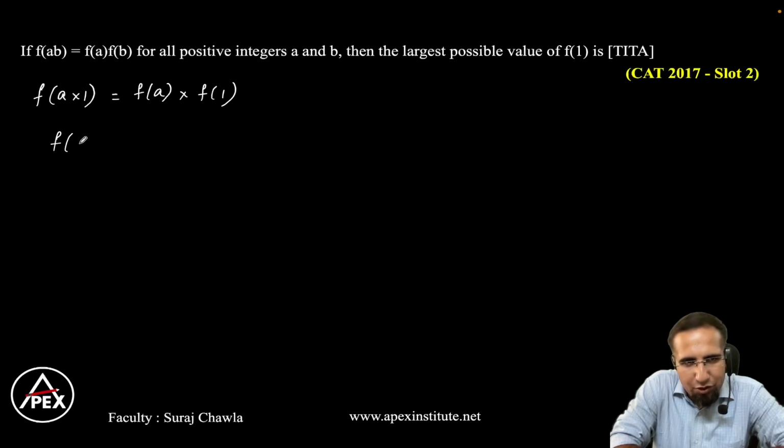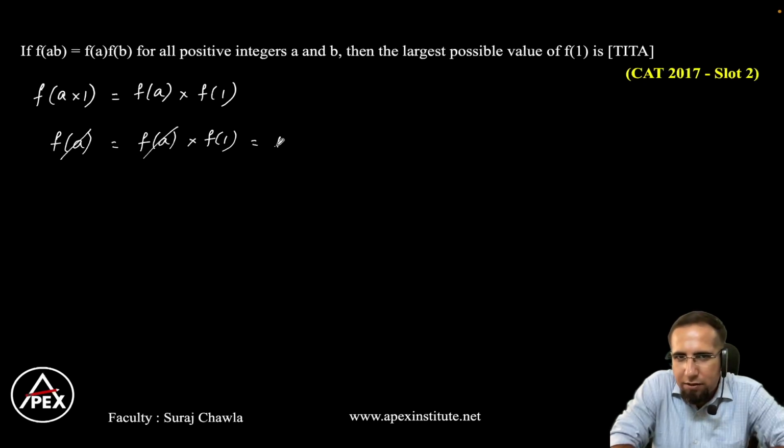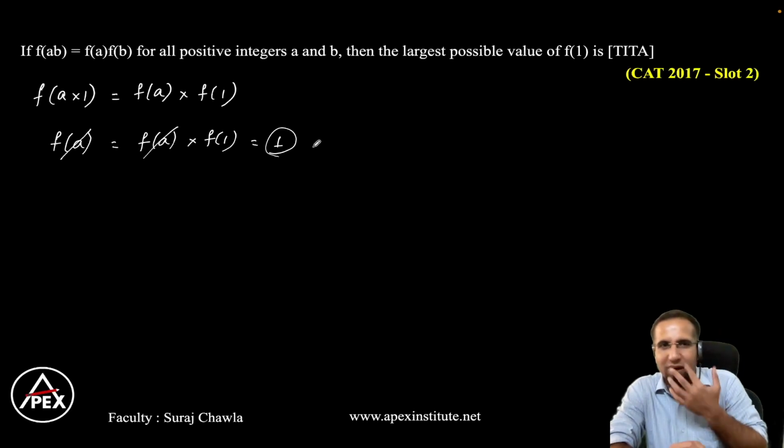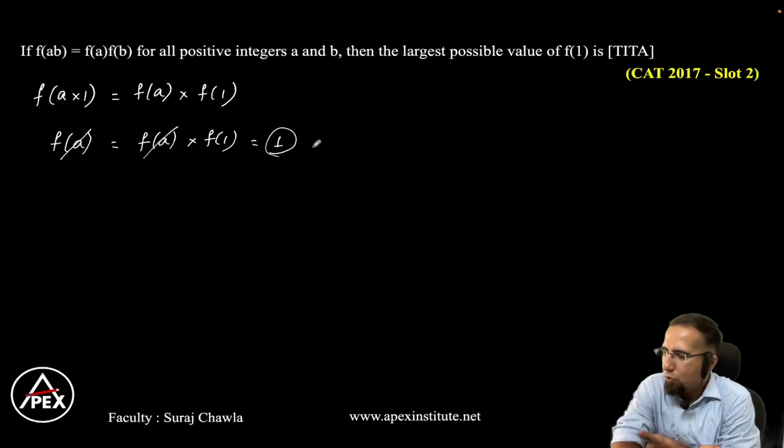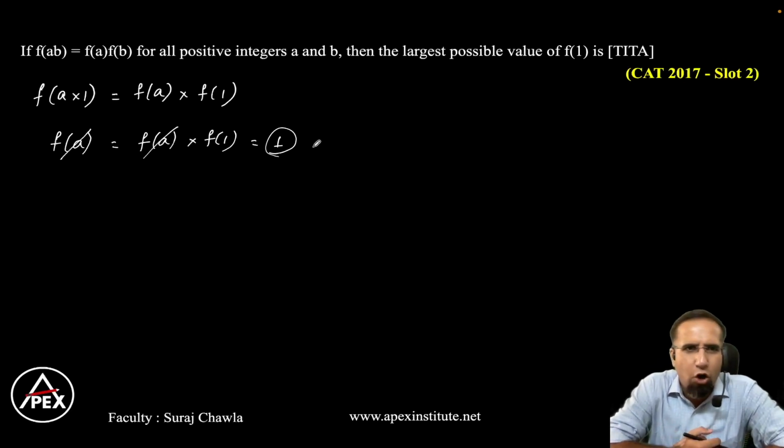So this can eventually be written as f of a is equal to f of a into f of 1. So f of a gets cancelled, and therefore the largest possible value of f of 1 will always be equal to 1. Okay, and always remember, there is a shortcut to it.